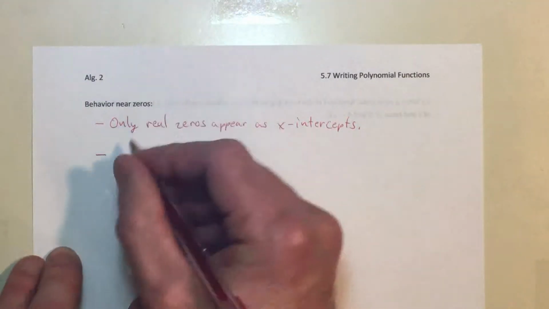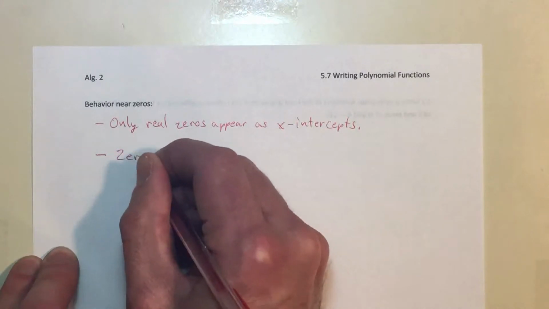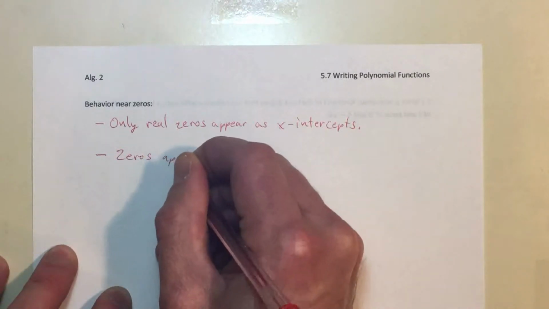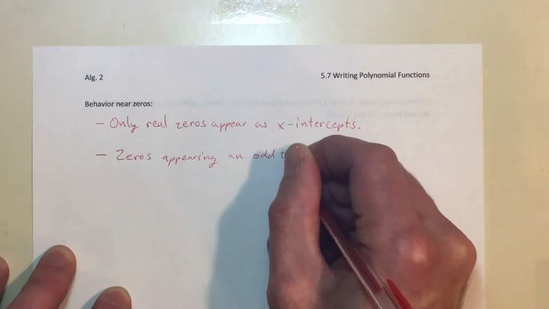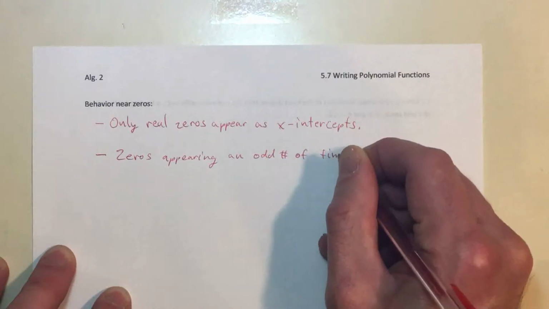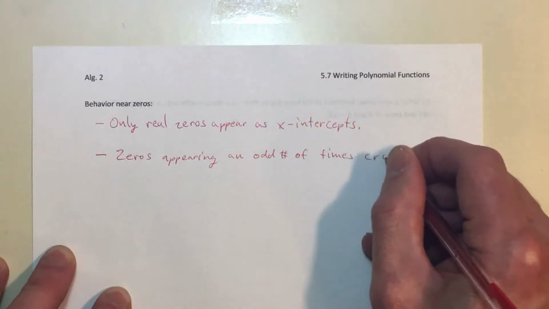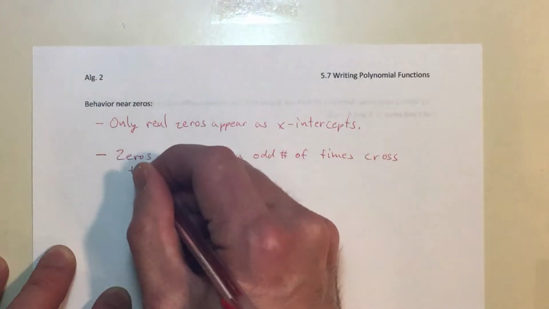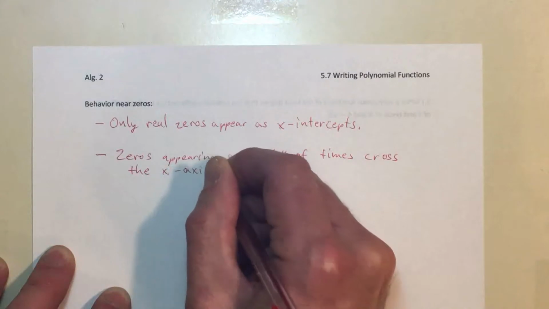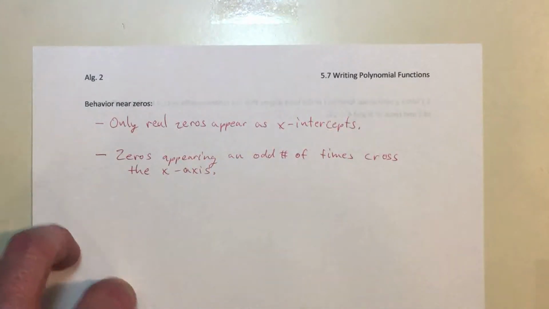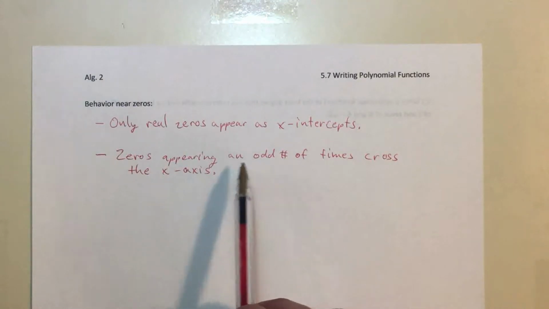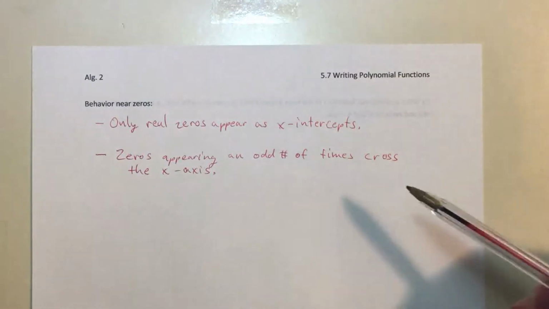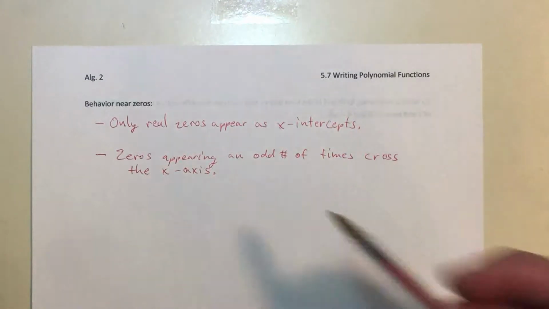The next thing is that zeros appearing an odd number of times cross the x-axis. Zeros appearing an odd number of times cross the x-axis. Now, again, it's not saying that the zero is odd. It's saying that if it appears an odd number of times, it will cross the x-axis.